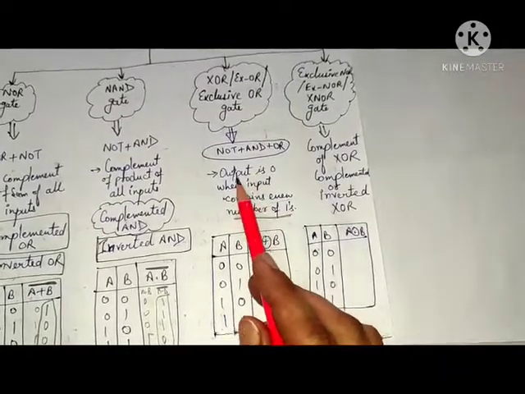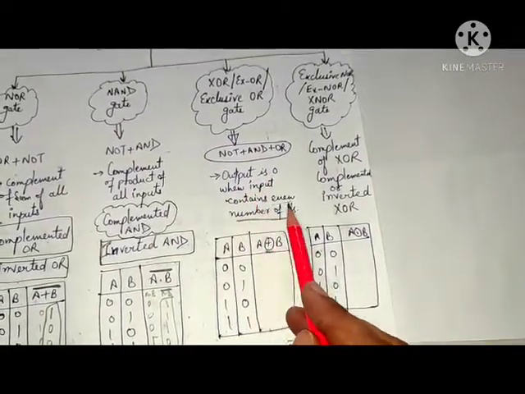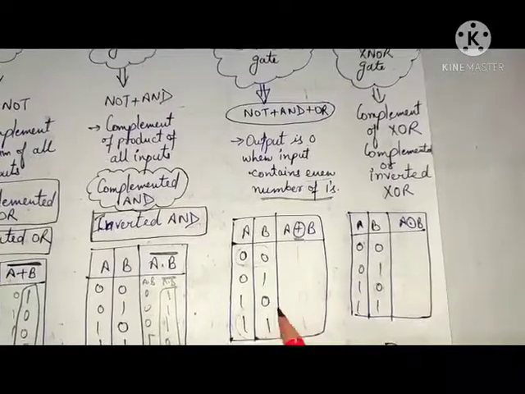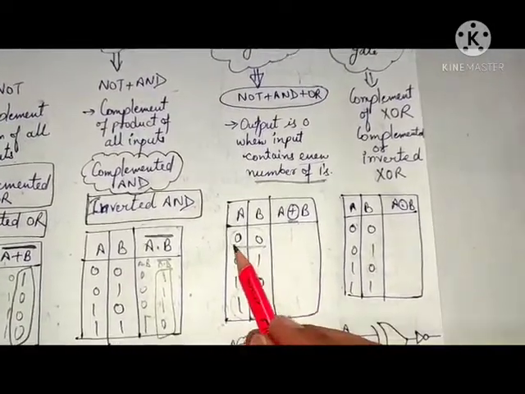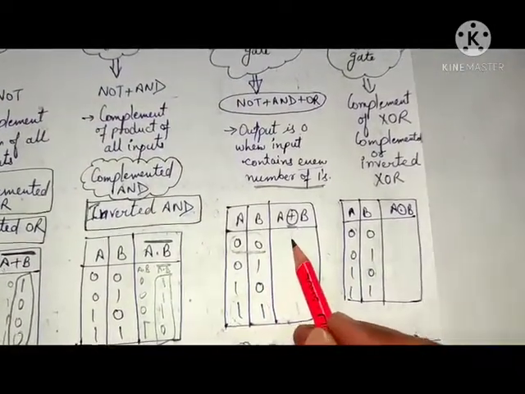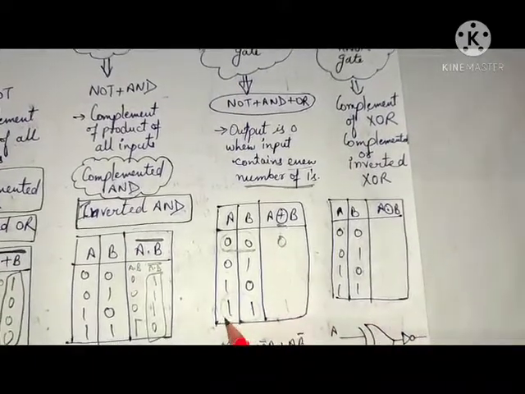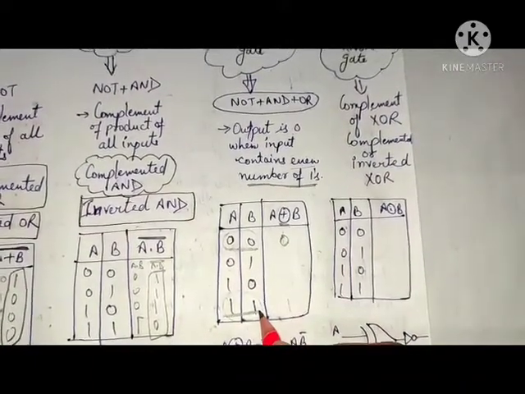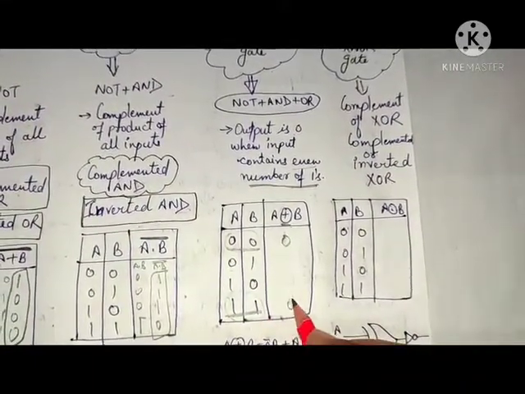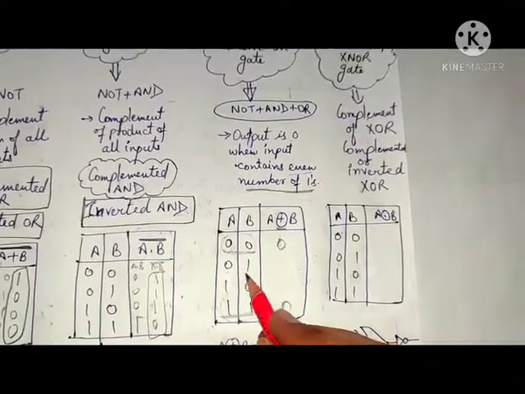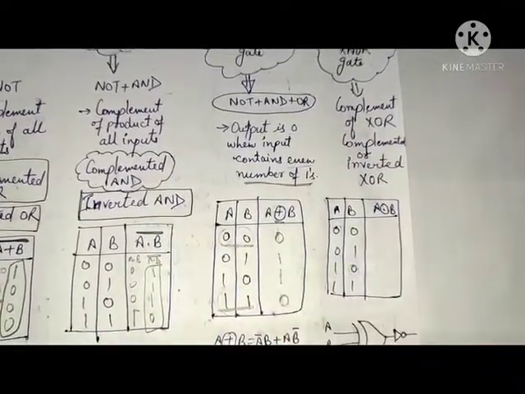I told you output is 0 when input contains an even number of ones. Students, here the number of ones is 0, so output is 0. Here also an even number of ones, because the number of ones is 2, so output is 0. Here the odd number of ones, so output is 1 here.